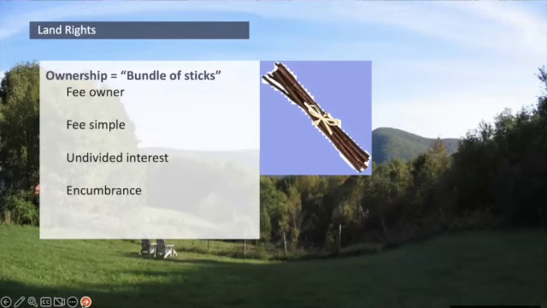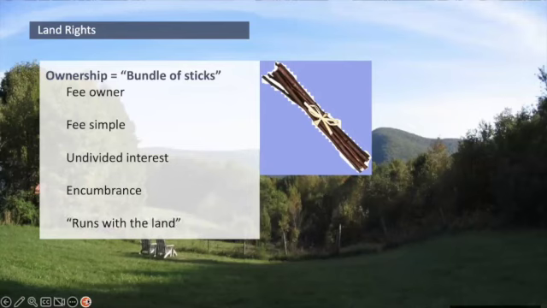And then another phrase you're going to hear today and beyond is the idea of an encumbrance on ownership. And that basically means that somebody else owns a stick out of the bundle other than the fee owner. And that other right is considered an encumbrance on the ownership of the primary fee owner.